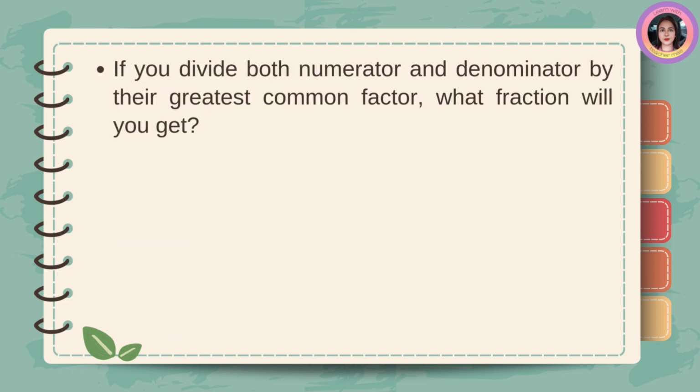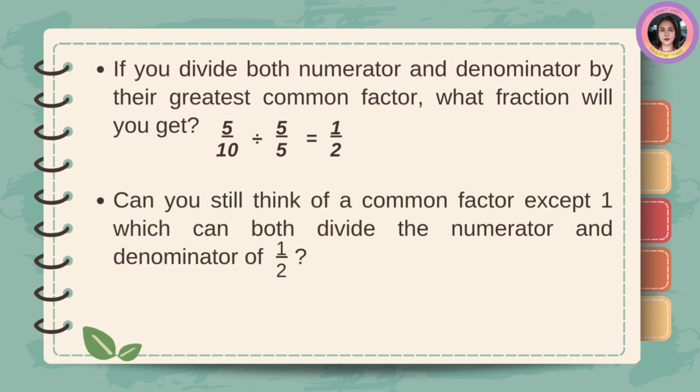If you divide both numerator and denominator by their greatest common factor, what fraction will you get? 5/10 divided by 5, 5 divided by 5 is equal to 1, 10 divided by 5 is equal to 2. Can you still think of a common factor except 1, which can both divide the numerator and denominator of 1/2? The answer is none.